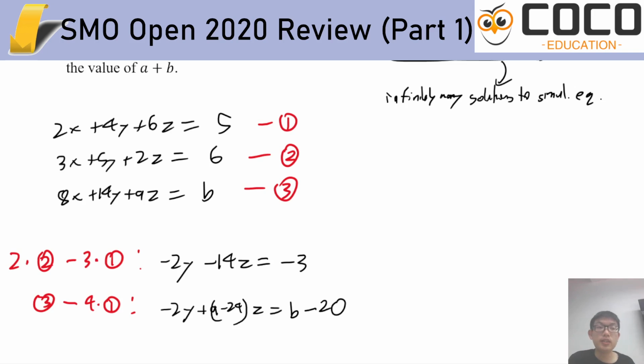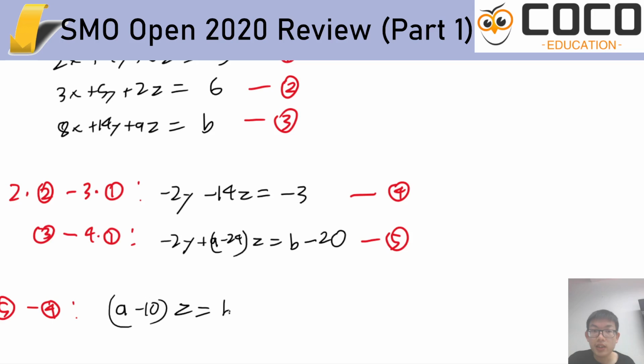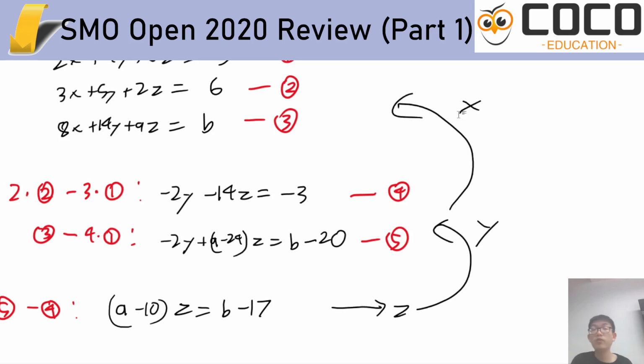Now this is going to normally give me my values of y and z, because if I now subtract, let's say 5 minus 4, I am going to end up with a minus 10z equals b minus 17. And so this would normally give me z. I put it in, I get y, I put it back in, I get x. That would give me 1 point of intersection.